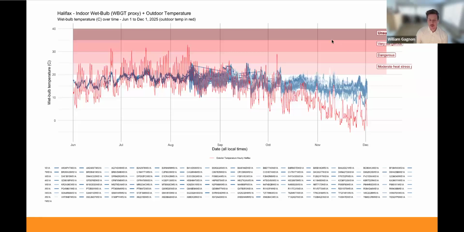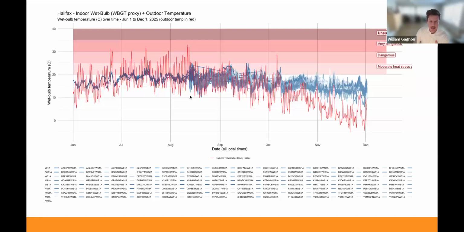And you can see that some of the peaks are kind of related to the exterior temperature peaks. We are definitely in the moderate heat stress zone here at some point. You'll see that it is not as high as the previous graph for Vancouver, but this is adjusted for indoor wet bulb temperature. We were only able to start collecting data in June, and not for all of them.